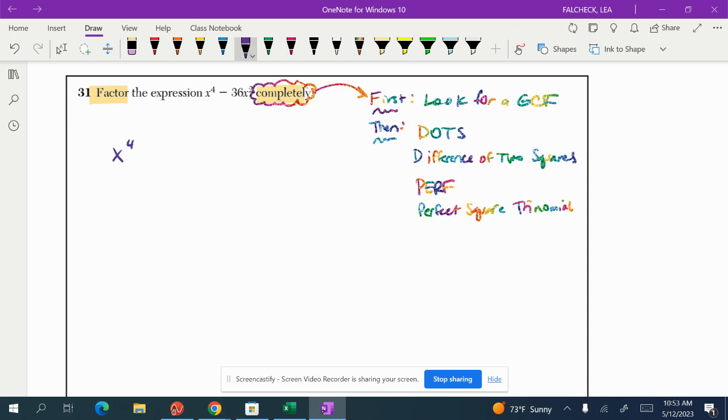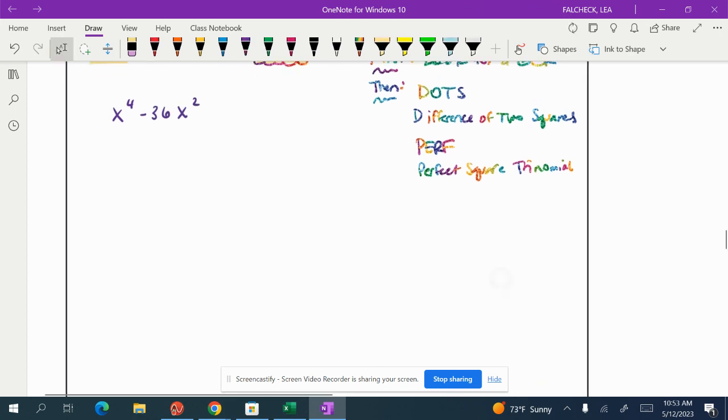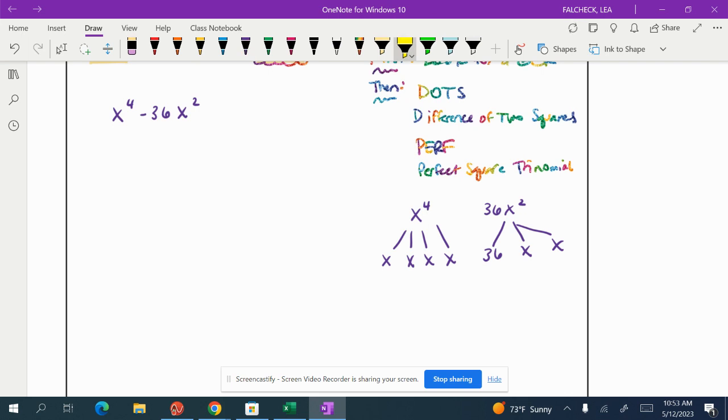I've got an x to the fourth and a 36x squared. Let's think about how we make an x to the fourth. We make an x to the fourth by multiplying an x times an x times an x times an x. How do we make a 36x squared? Well, we multiply 36 by an x and another x. So what would the greatest common factor be here then? Well, there's two x's here and two x's here. So therefore, the GCF between both terms would be x squared.